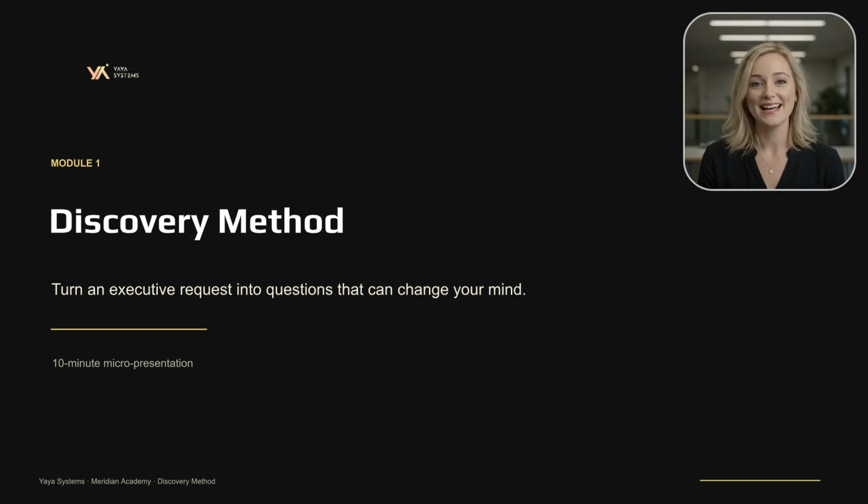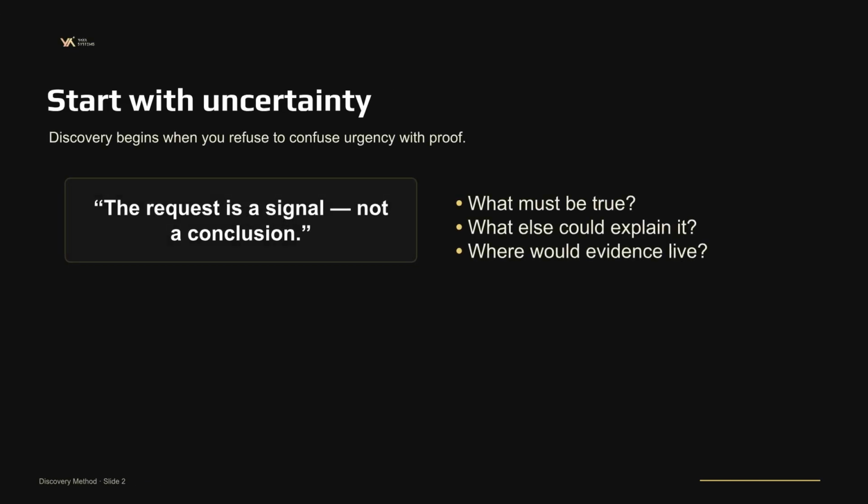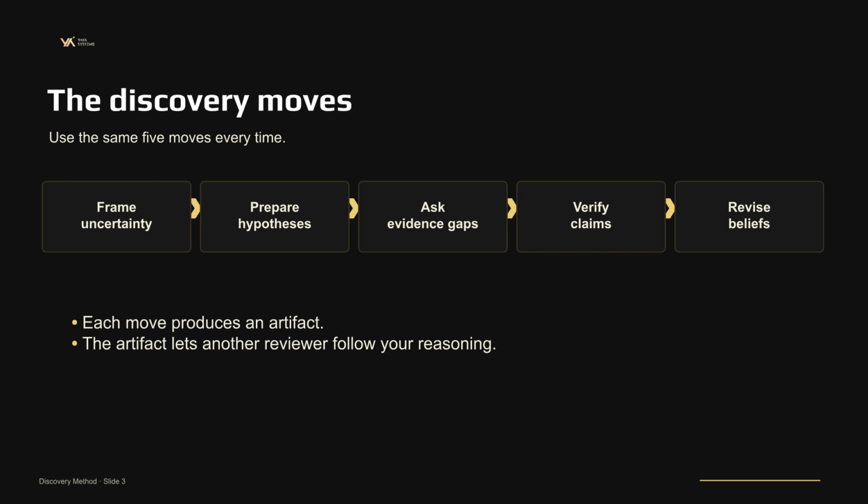Welcome to Module 1, Discovery Method. Now that you understand the FDE role, let's look at how we turn vague requests into actionable insights. Discovery begins by refusing to mistake urgency for proof. Treat every request as a starting signal. Ask yourself, what must be true, and where is the evidence? We use 5 specific moves to keep our work on track. Each move generates an artifact, which acts as a guide for your reviewers to follow your reasoning.